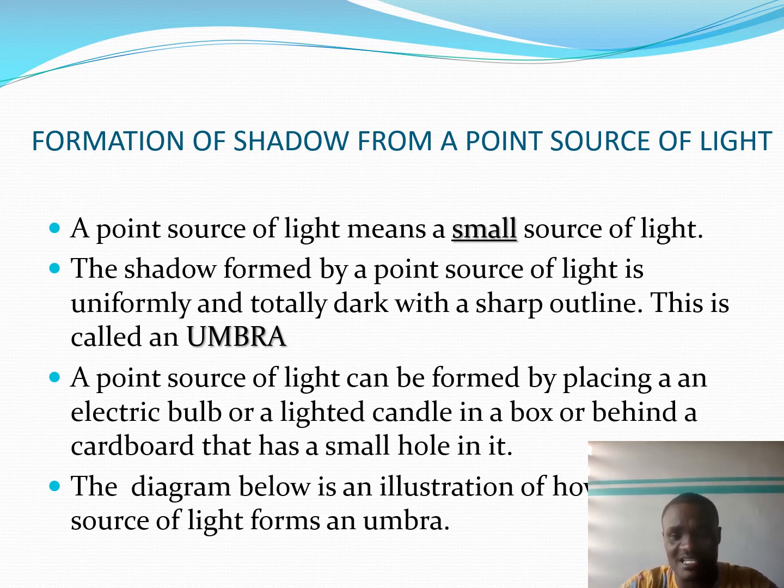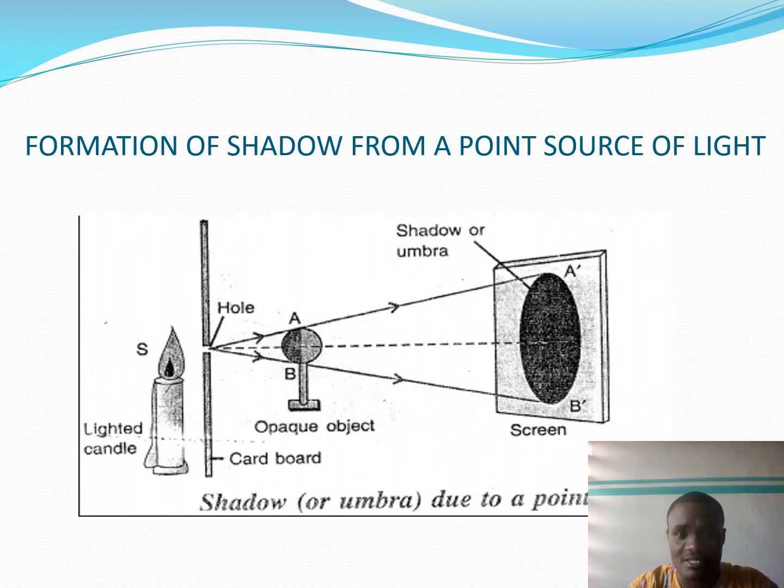Now the diagram below is an illustration of how the point source of light forms the umbra. Now let's look at it. This is the point source of light, a lighted candle behind the cardboard over here. That is, the cardboard has a small hole in it. You see the small hole. Now light rays from the lighted candle pass through this small hole, which is called the point source of light. The hole is very small.